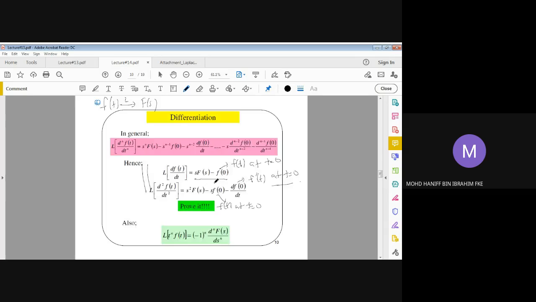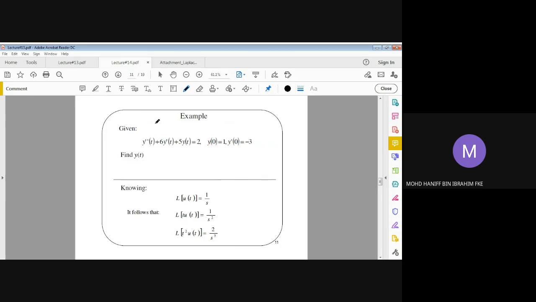Right, so let's have a look at this example in which we're going to test our understanding of these differentiation properties of the Laplace transform. We are given a differential equation, y'' + 6y' + 5y = 2, where we are given y(0) = 1 and y'(0) = −3. The question is to find y(t). It is easier for us to do the Laplace transformation for these problems, because it will be easier for us to solve it.